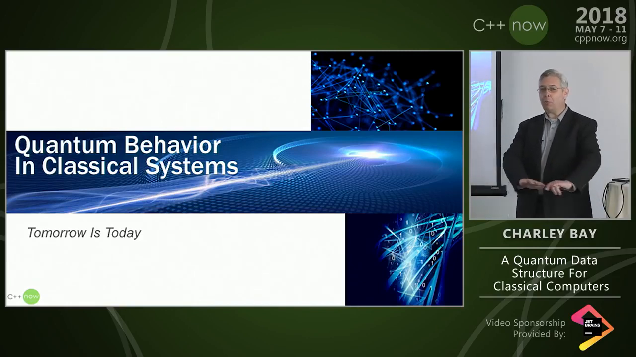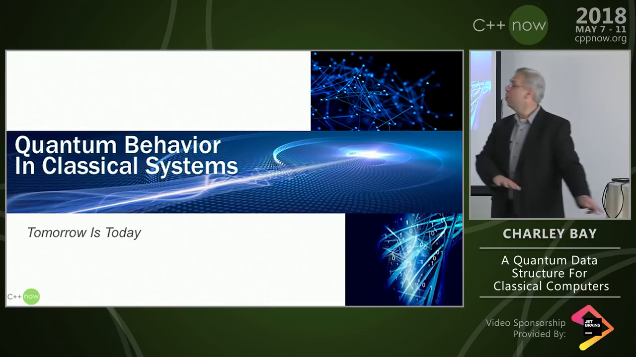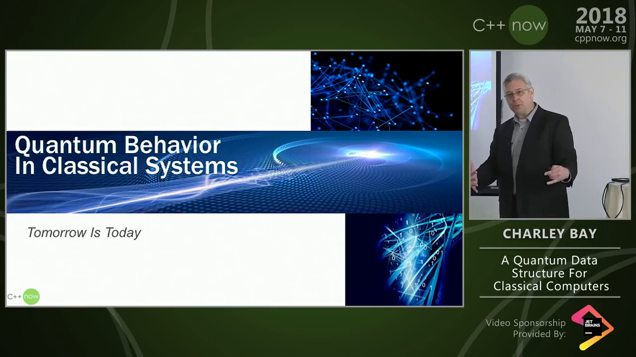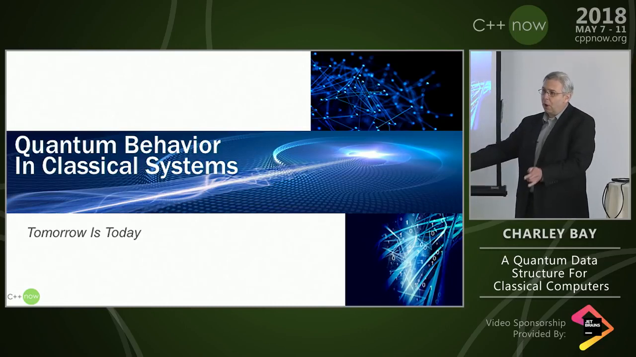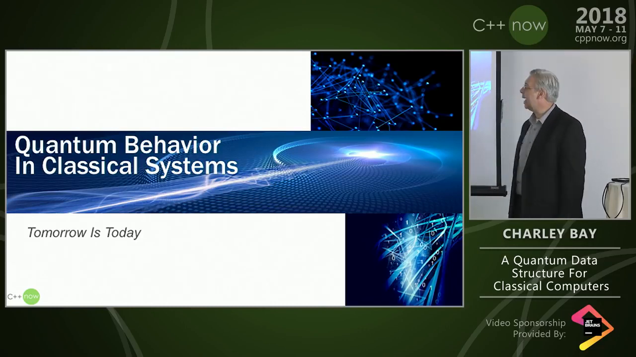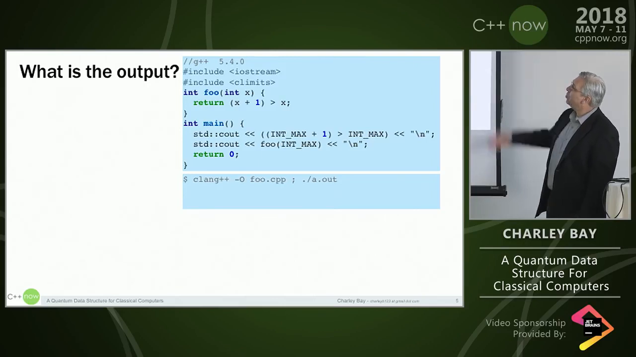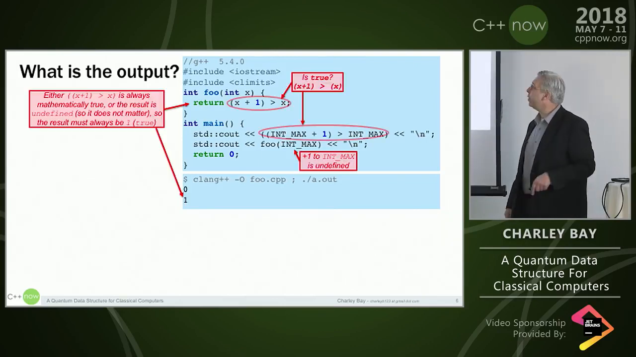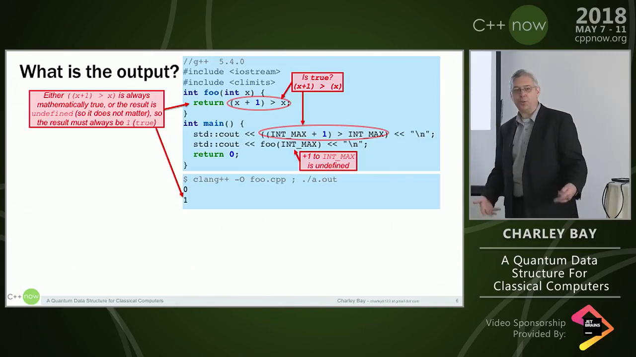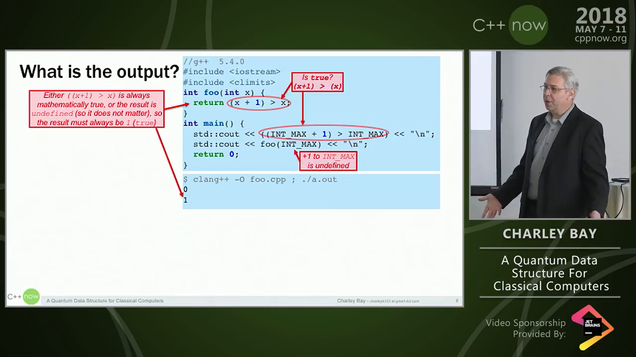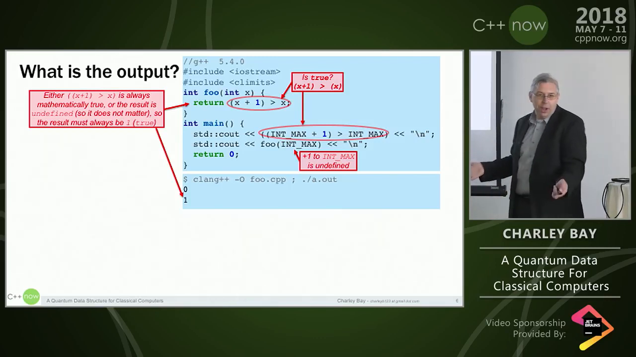Classical computing: we're not authoring quantum software for quantum hardware, that'll come. We're talking about quantum data structures as they apply to classical computing, classical hardware, or classical systems today. So here's a little code snippet. All this is doing is asking, is x plus 1 greater than x? Well, yes, x plus 1 is greater than x, always. Oh, unless you're adding 1 to int max, then it's kind of undefined, right?